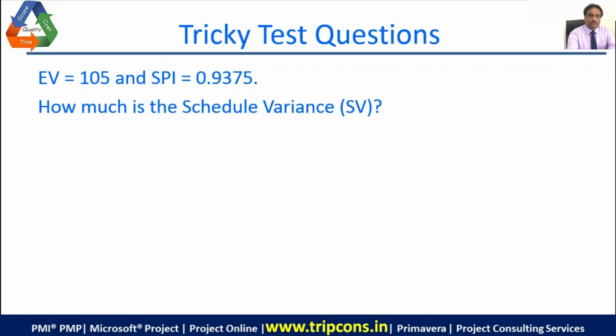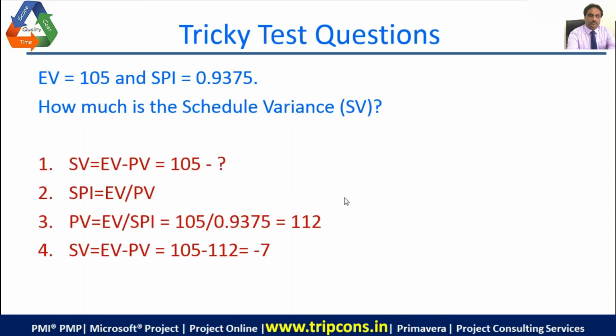6.56. Got -7. What? -7. Yeah. So this looks very small. Actually, they're just asking you the schedule variance, and look at the number of steps that you have to backtrack. You have to go 4 steps back to get the value of the planned value. So once you get the planned value, then you get the schedule variance. That's how it's going to work. So schedule variance equals earned value minus planned value.